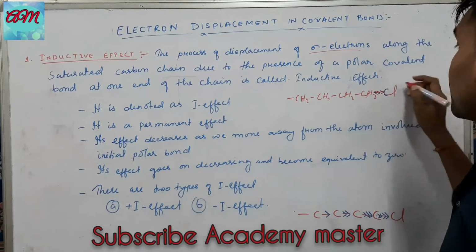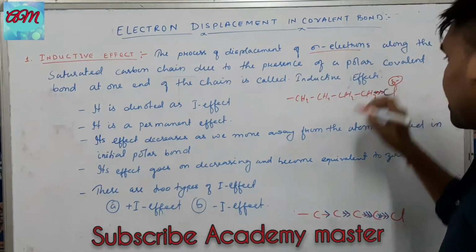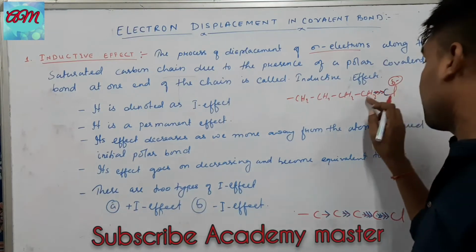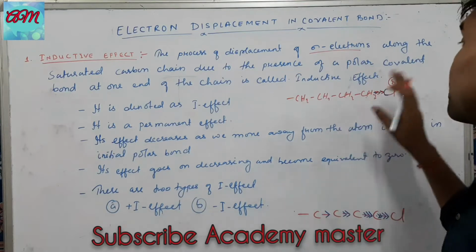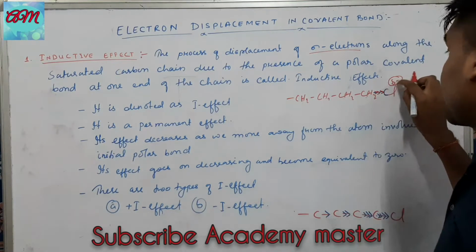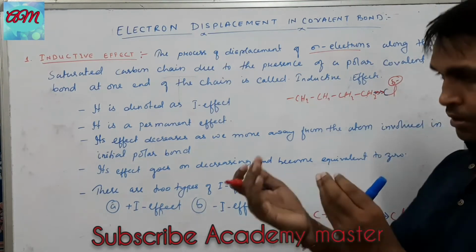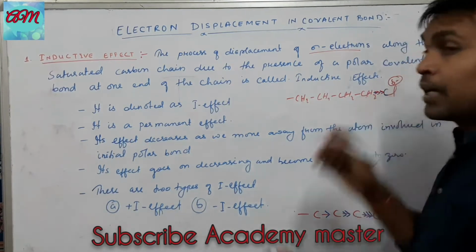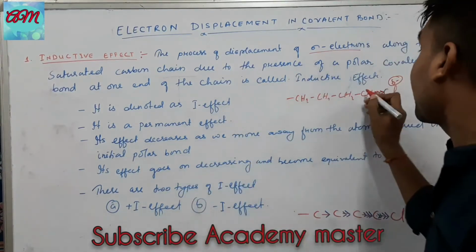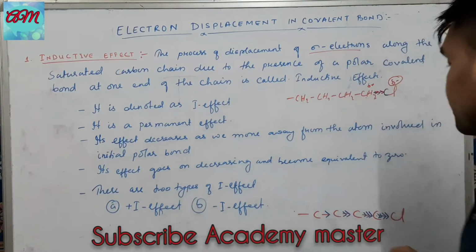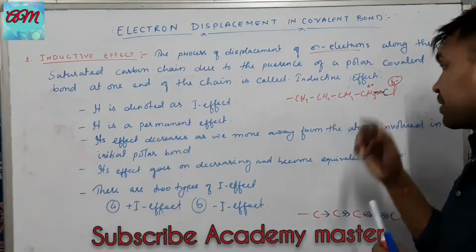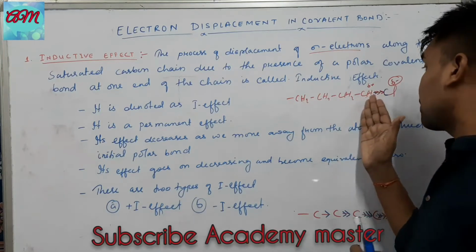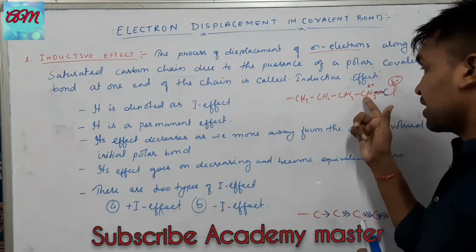As a result, chlorine will get a partially negative charge, because it is gaining the electrons. Here electrons will be displaced towards chlorine, so chlorine gets what is called a partially negative charge. Completely it is not, but the electrons are somewhat coming closer to it. This carbon is losing the electrons, so it will get what? Partially positive charge. Now this carbon is getting partially positive charge, but the effect will not be limited to this.